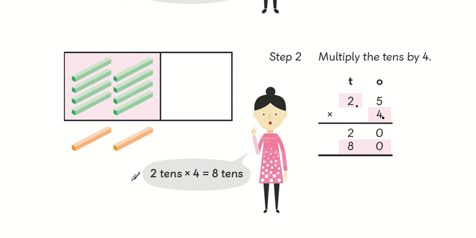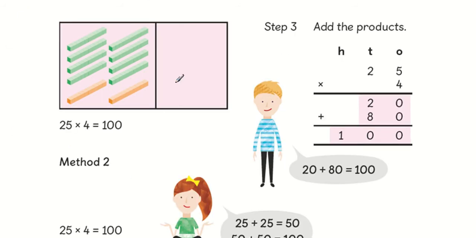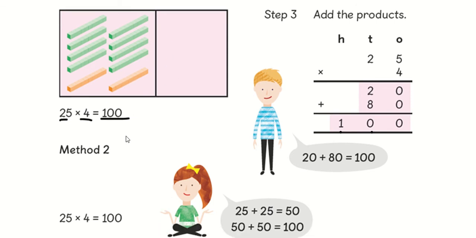Okay, then all that is left is step 3, which is where we add our products together. So we're adding our 20 and our 80. Okay, 0 add 0 is 0. Then 2 add 8, well, we know that they are number bonds. So 2 add 8 is going to make 10. So we write it like this. Okay, 20 add 80 equals 100. Okay, which means that 25 times 4 is 100. We've popped those tens in and we don't have any ones to spare.